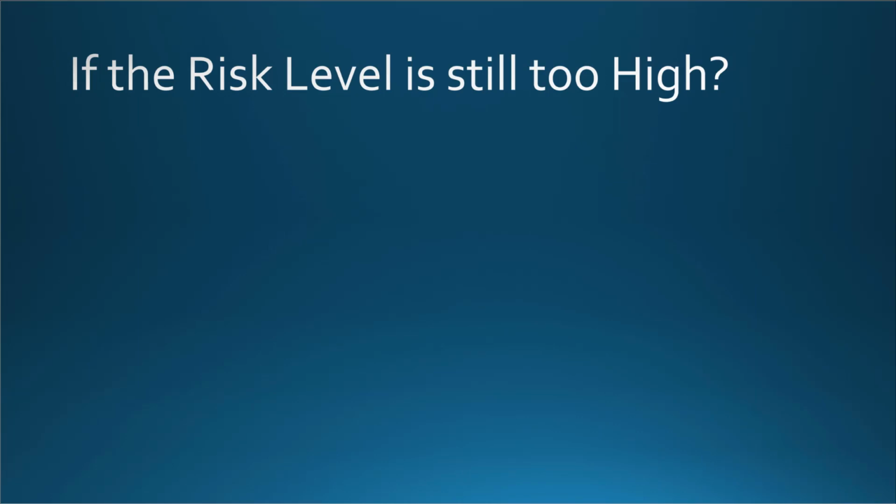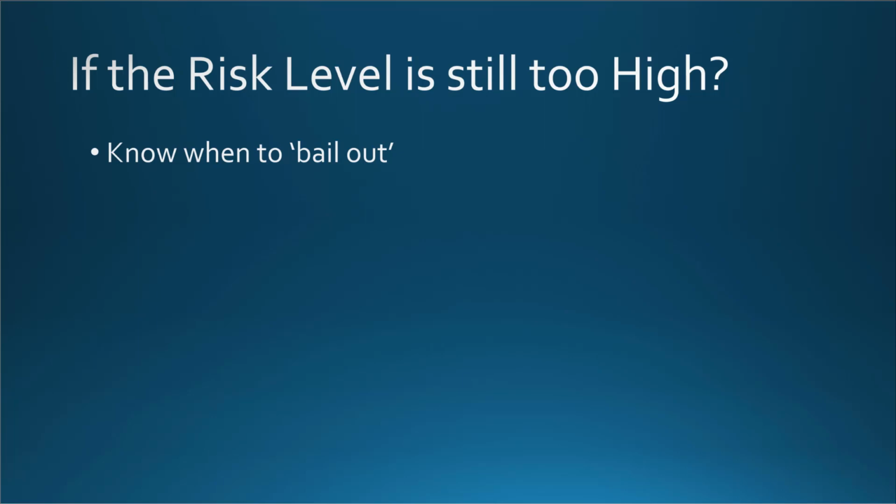What do you do if the risk level is still too high? You've removed all the hazard factors that you can. You've added all the safety factors that you can, and you've reassessed the situation, and the risk level is still too high. It's at an unacceptable level for your program operation. So what are the options at that point? Know when to bail out.